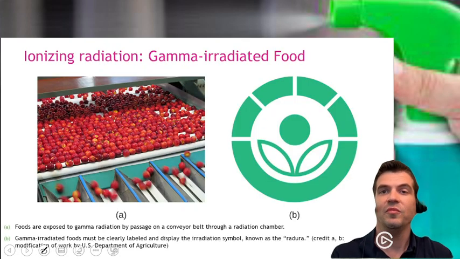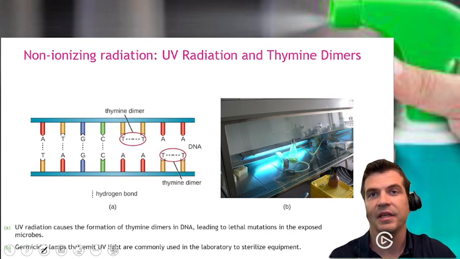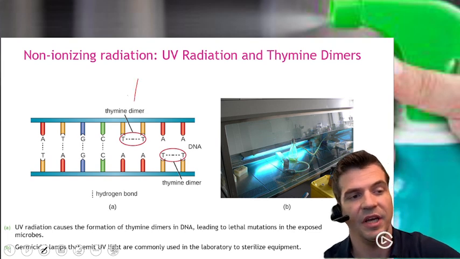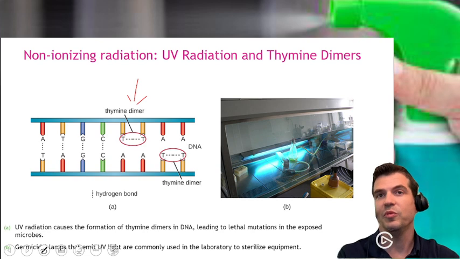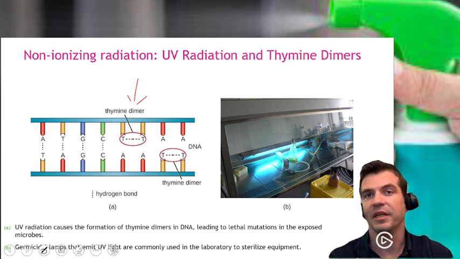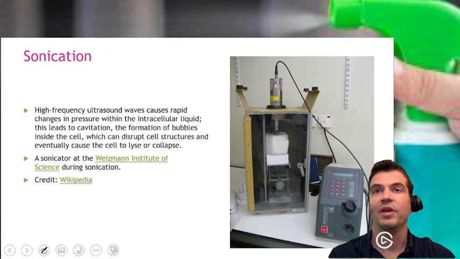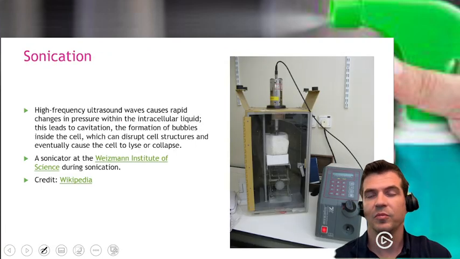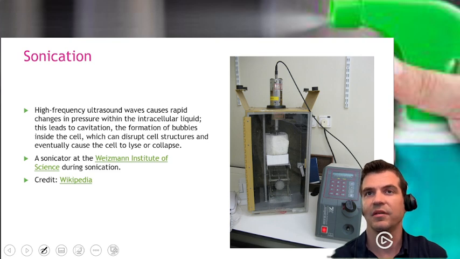Ionizing radiation, we kind of use gamma rays to kill any bacteria. This will introduce these dimers, and those dimers can lead to lethal mutations in their required genes. We also have sonication, a method to destroy cells. Rapid sound waves can disrupt the formation of these cells.